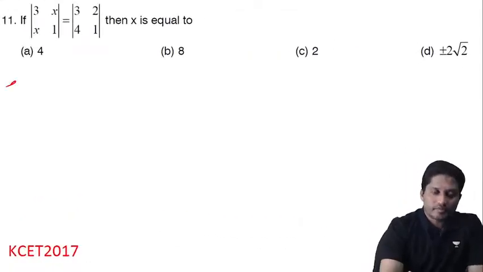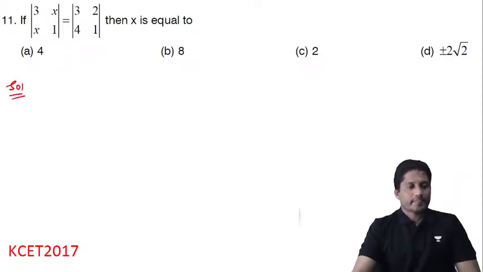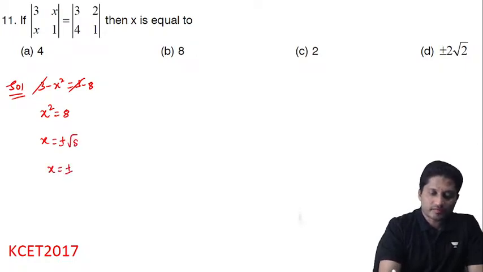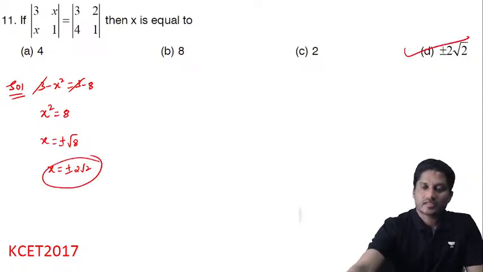Okay, it's a simple problem on determinants. This is 3 minus x square, right? It is equal to 3 minus 8. You cancel the minus as well. You will get x square is equal to 8. This is equal to plus minus root 8. So x is equal to plus minus 2 root 2. Plus minus 2 root 2 is the answer. Next question.